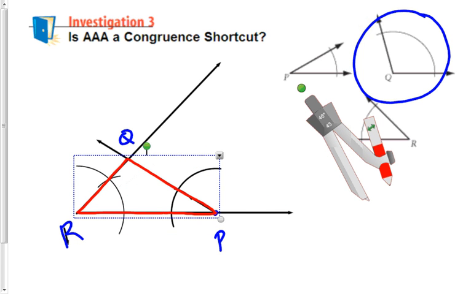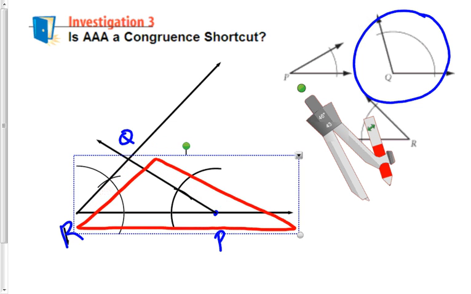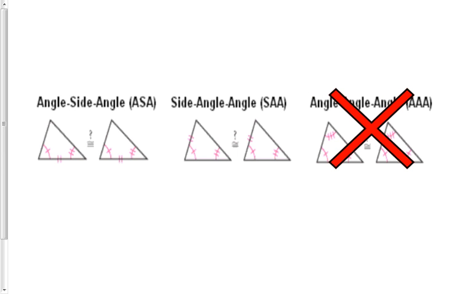But the original triangle, as I drag it out, the side lengths are changing sizes, but the angles are staying the same measure, which means there are an infinite number of triangles that could be constructed with these three angles. So we conclude that angle, angle, angle is not a triangle congruent shortcut. So here's what we have. We have two more triangle congruent shortcuts. Angle, side angle, but not angle, angle, angle.